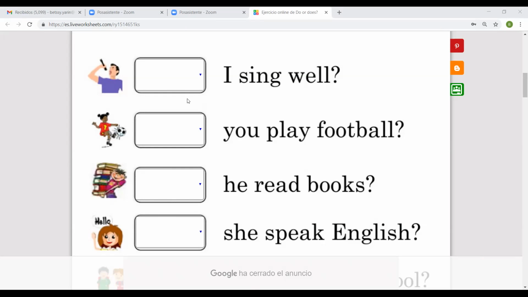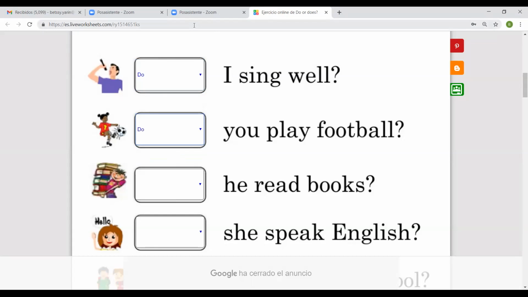Vamos, chicos, completemos aquí, okay? Yes, we do or does, we do or does. The first one is, do I sing well? Okay, very good. Sophia, yes. Do I sing well? Excellent. What about in the other? Do you play football? Excellent. Do you play football? What about in the other one?